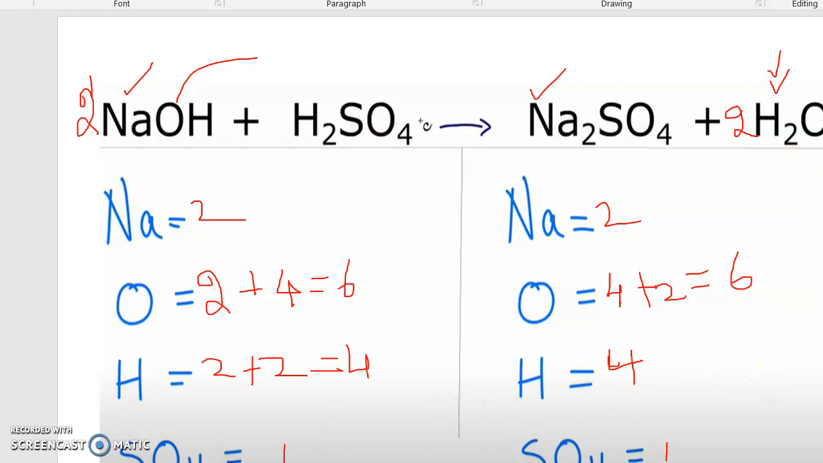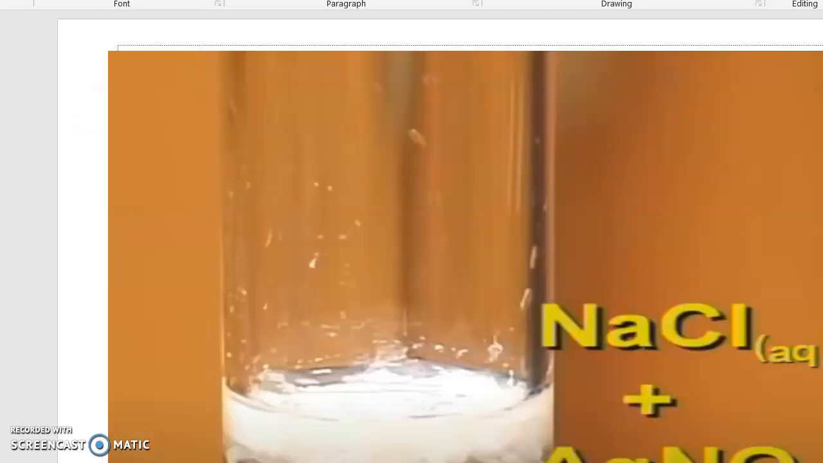Then next oxygen. 2 oxygen in NaOH, 4 oxygen in sulfuric acid, 4 plus 2, 6. Let us come to the product side. 4 oxygen in Na2SO4 and 2 oxygen in water, 4 plus 2 is equal to 6. All the atoms are balanced. Next we will move to the next slide.